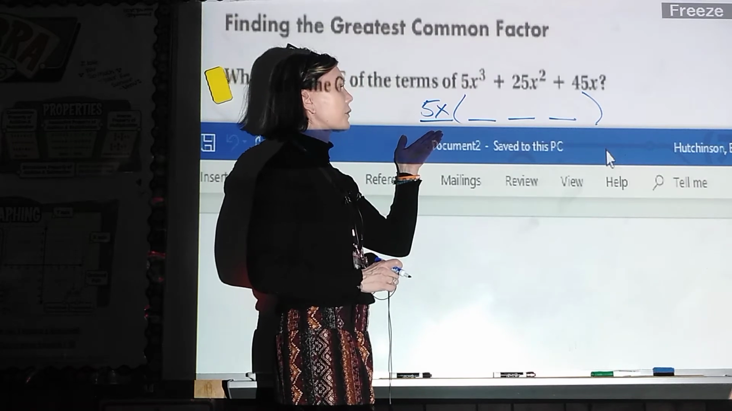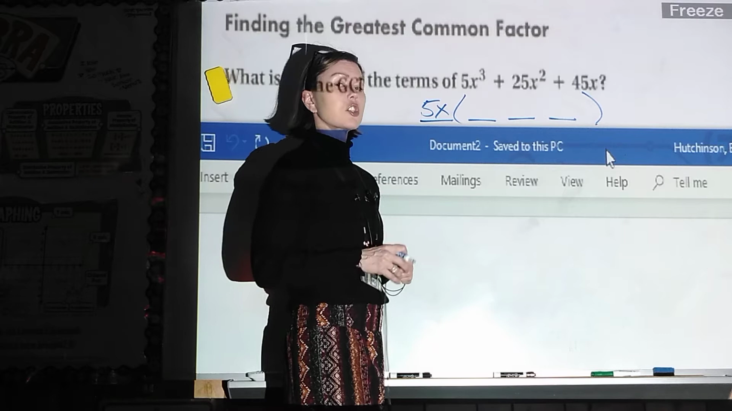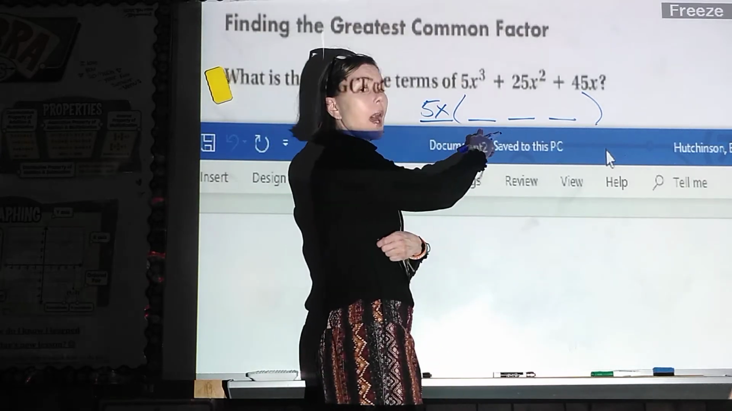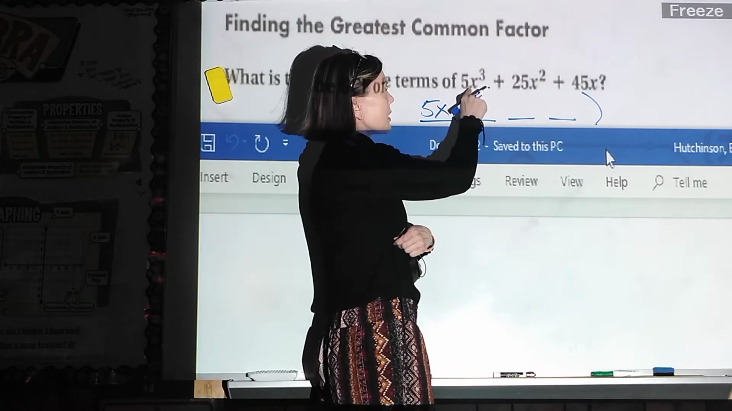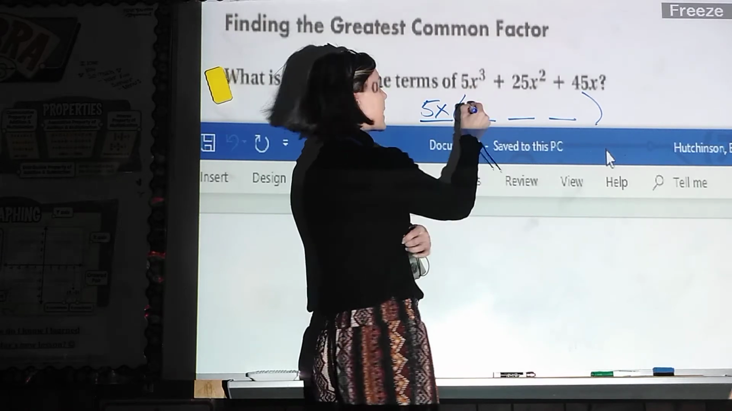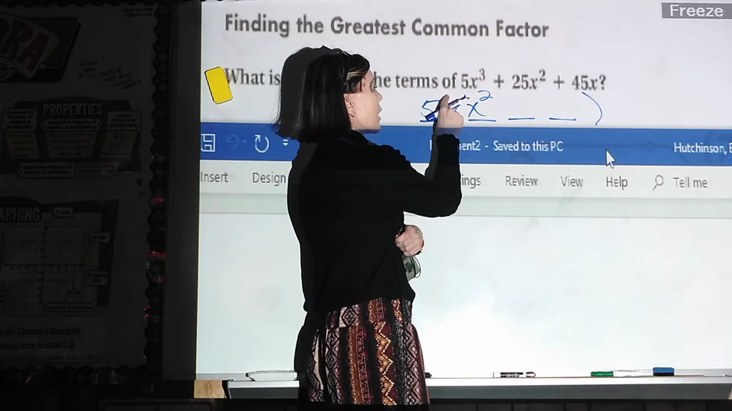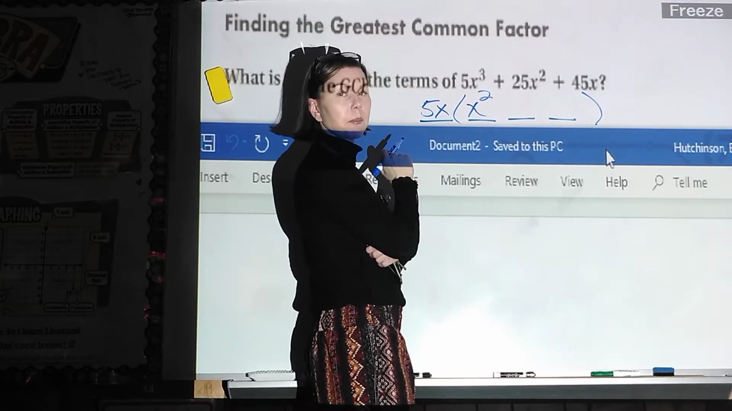So we factored out the 5x. So the most important question you have to ask yourself at this point is 5x times what gives me 5x cubed? Well, that's going to be x squared, because 5 times 1 is 5, and 1 plus 2 is 3.